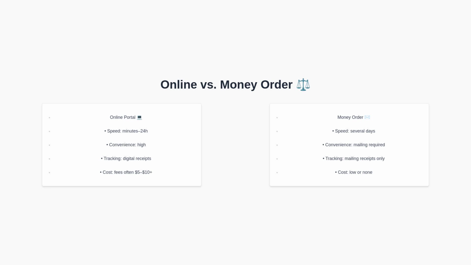Money orders tend to have low or no fees, but they are slower, require mailing, and offer limited tracking beyond postal or purchase receipts. Your choice should balance urgency, cost, and reliability based on the facility's accepted methods.